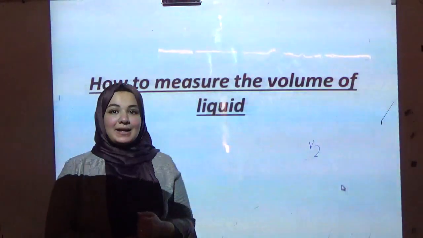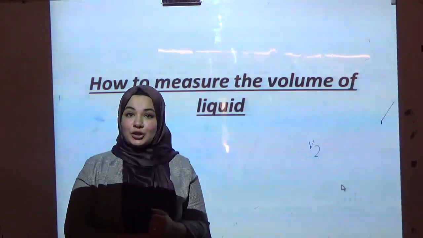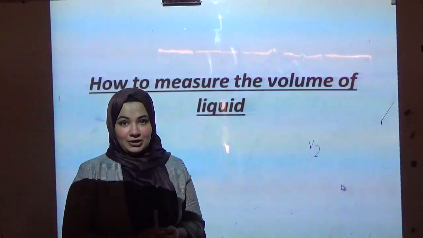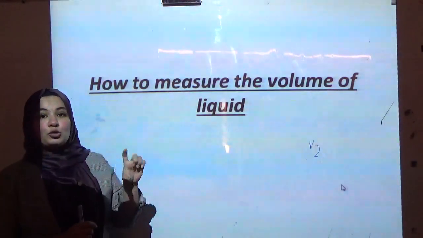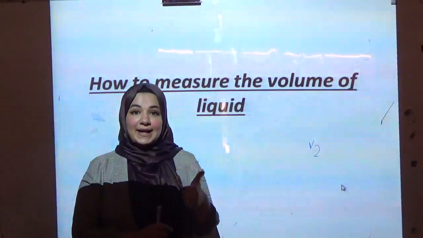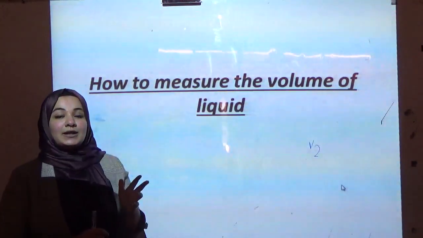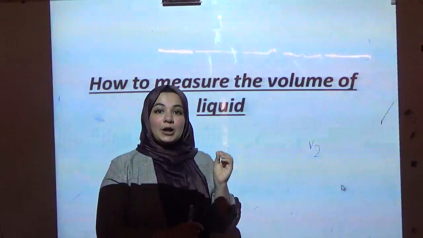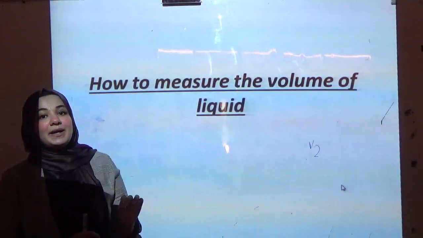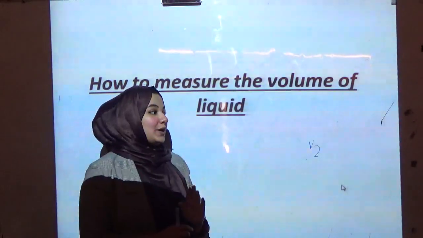Last time we talked about how to measure the volume of a solid object. We said that I have a regular solid and an irregular solid. Last time there was a homework question where I gave you the length, width, and height. So the answer is that I multiply the length by the width by the height. So this will be the answer of your homework question.